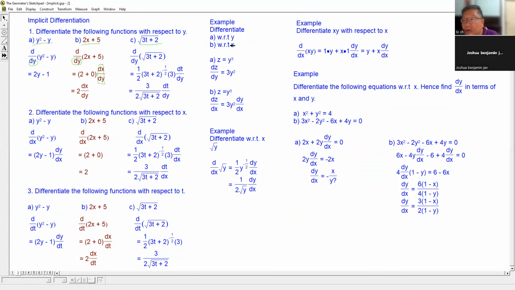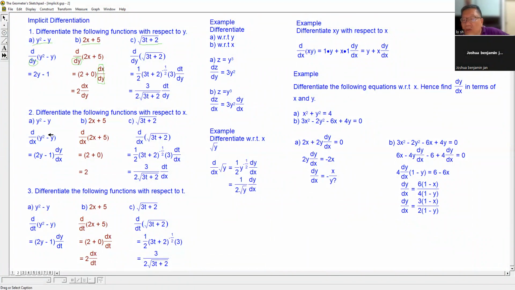Okay, so I summarize. Just differentiate like just now, in those few questions, but just plus the dy and dx behind. Correct. You differentiate y with respect to y, no need to put anything behind. Because this is y, you differentiate with respect to y, no need to put anything behind. You differentiate x, but with respect to y, then you put dx dy behind. You differentiate t with respect to y, then you put dt dy behind. Okay or not?